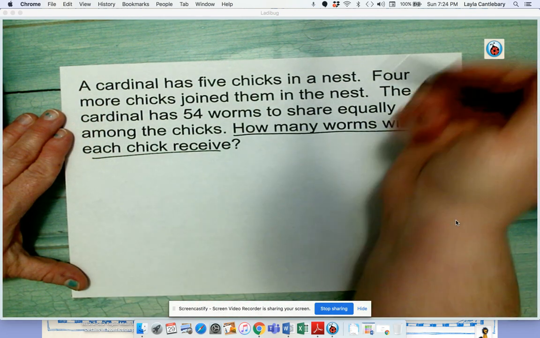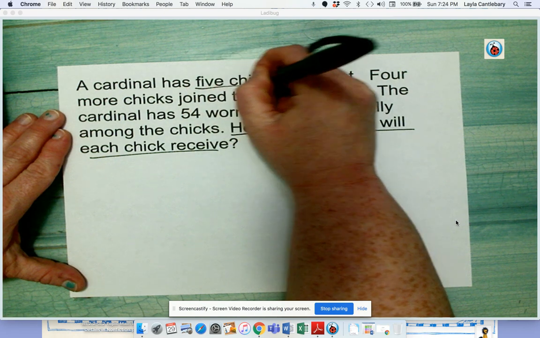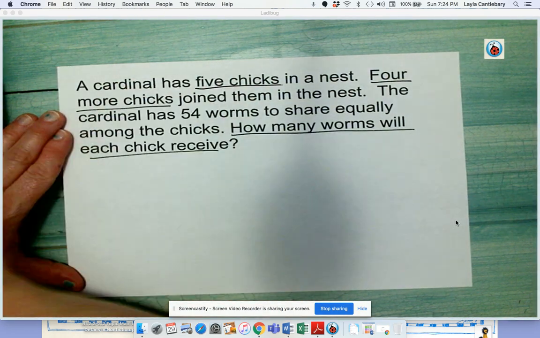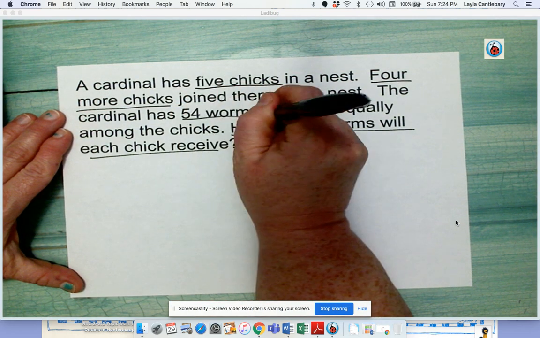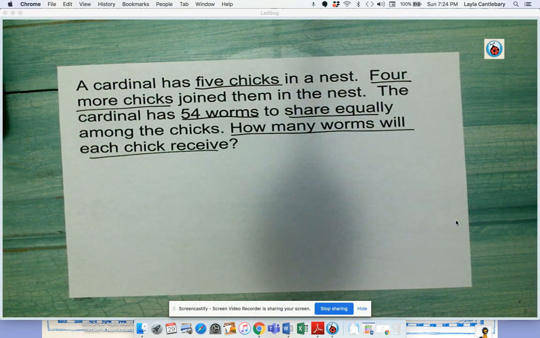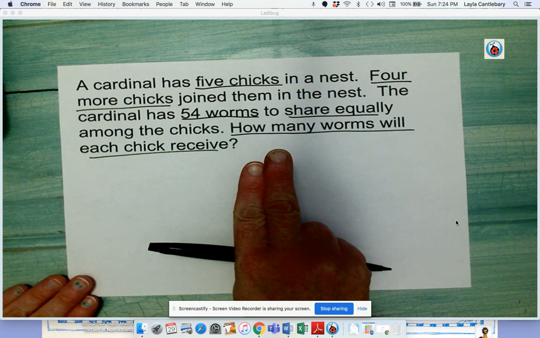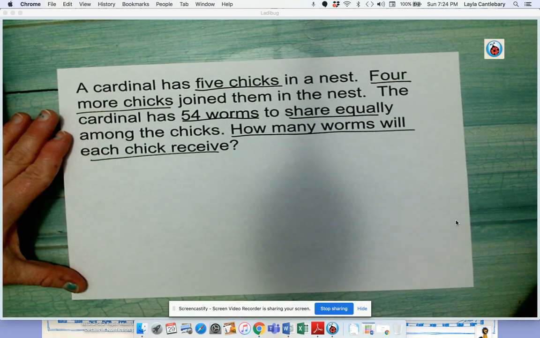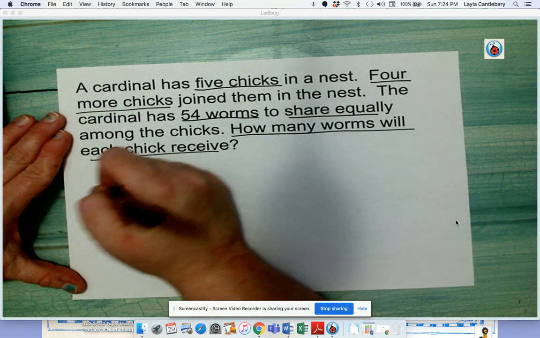And because we're talking about worms and chicks, we know that the 5 chicks is important. We know that 4 more chicks is important. And we know that the 54 worms to share equally is also important, right? Because we want to know how many will each chick receive. All right, so now I want you to pause as you do your imagine step. All right, hopefully your imagine looks something like my imagine.